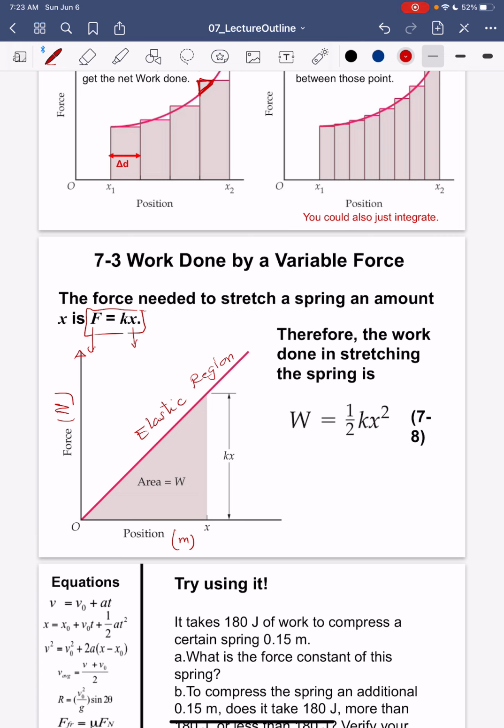And if I wish to calculate the work done in stretching the spring, I would say it's the area under the curve. And I used here the area of a triangle. Sorry, A is 1/2 times the base times the height. And for the base, it is x, and for the height, it is kx, and this is 1/2 kx squared.